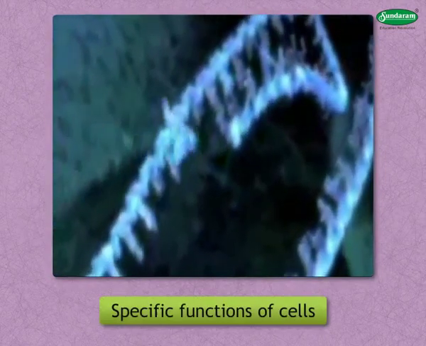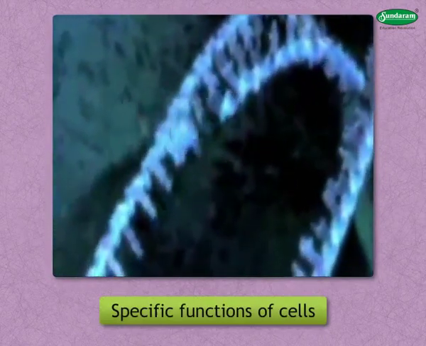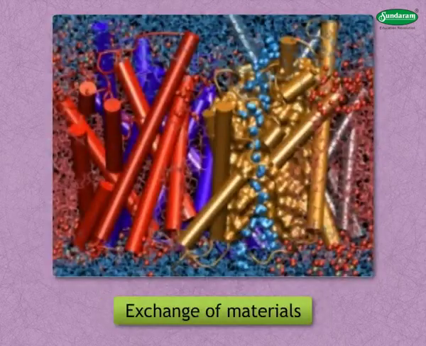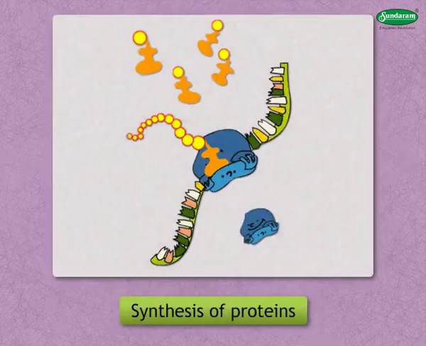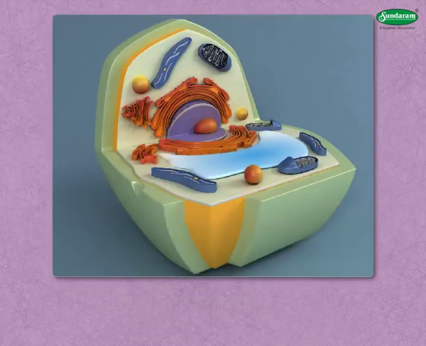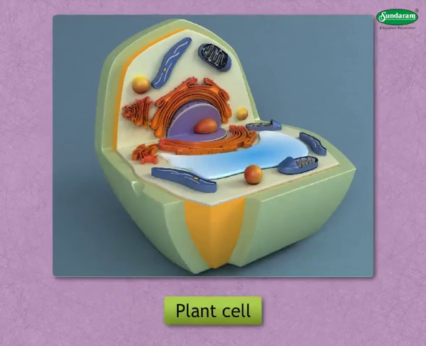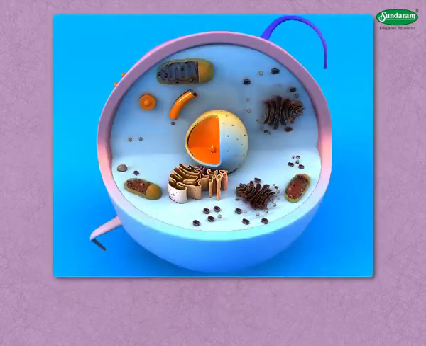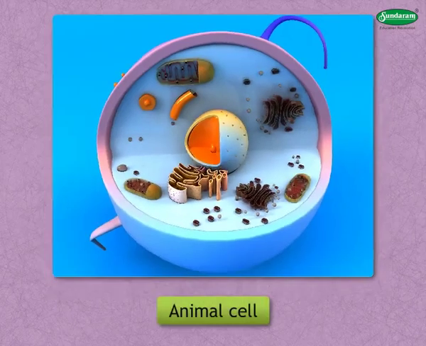Each cell has components which perform specific functions within a cell. For example, exchange of materials, synthesis of proteins, release of energy, etc. This is an example of a plant cell. This is an example of an animal cell.